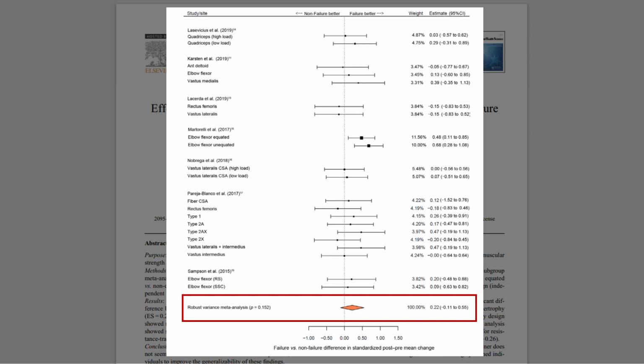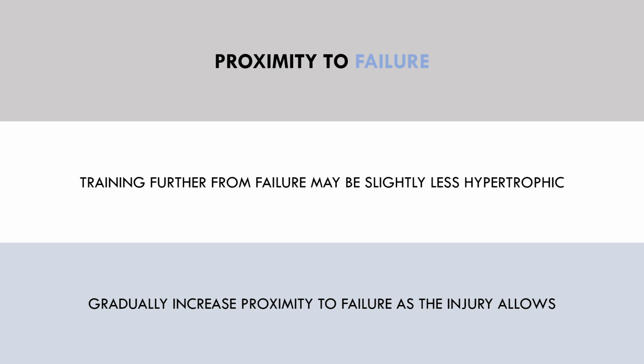Therefore, if trainees have to train slightly further from failure to manage their injury, it may have slightly detrimental effects on the hypertrophy response. Trainees should try to train as close to failure as possible without experiencing a pain response. They can then gradually increase proximity to failure over time as the pain response allows.